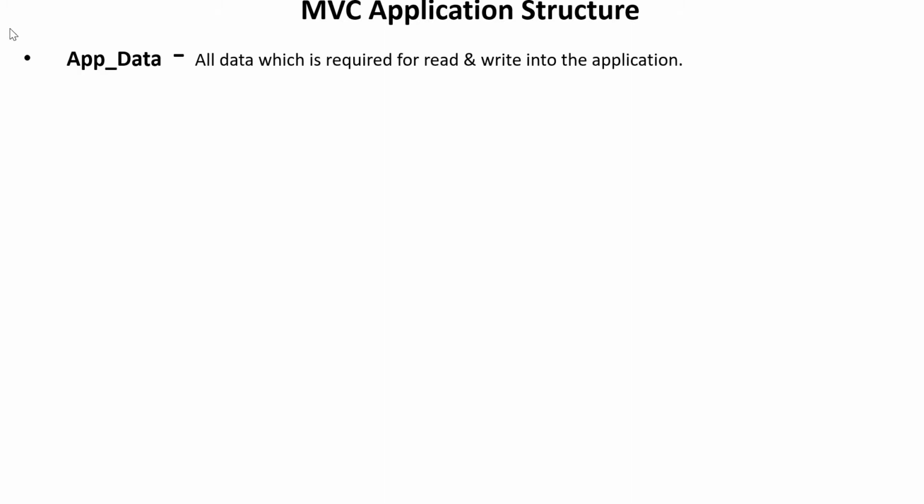So first of all, we have the App_Data folder. Basically we use this folder when we want to keep our data instead of in a SQL Server database. When we want to read or write our data in the application, in that case we need this App_Data folder, which is required for reading and writing into the application.